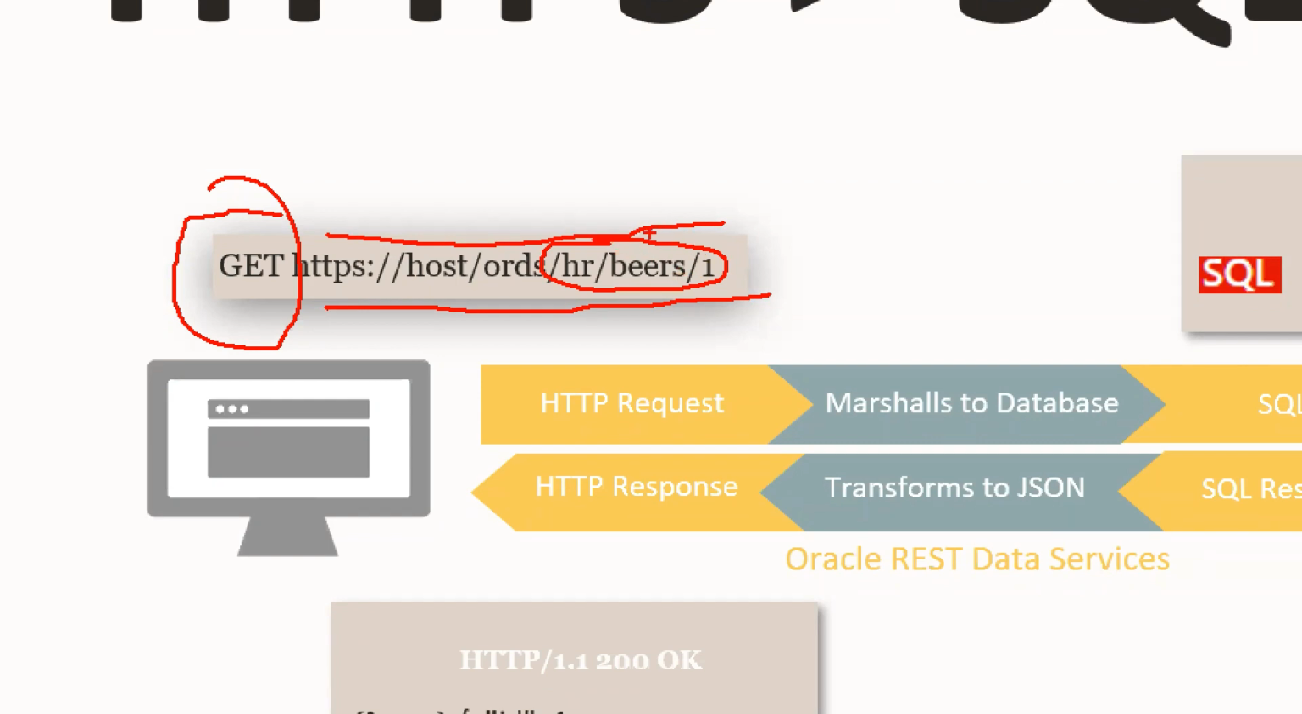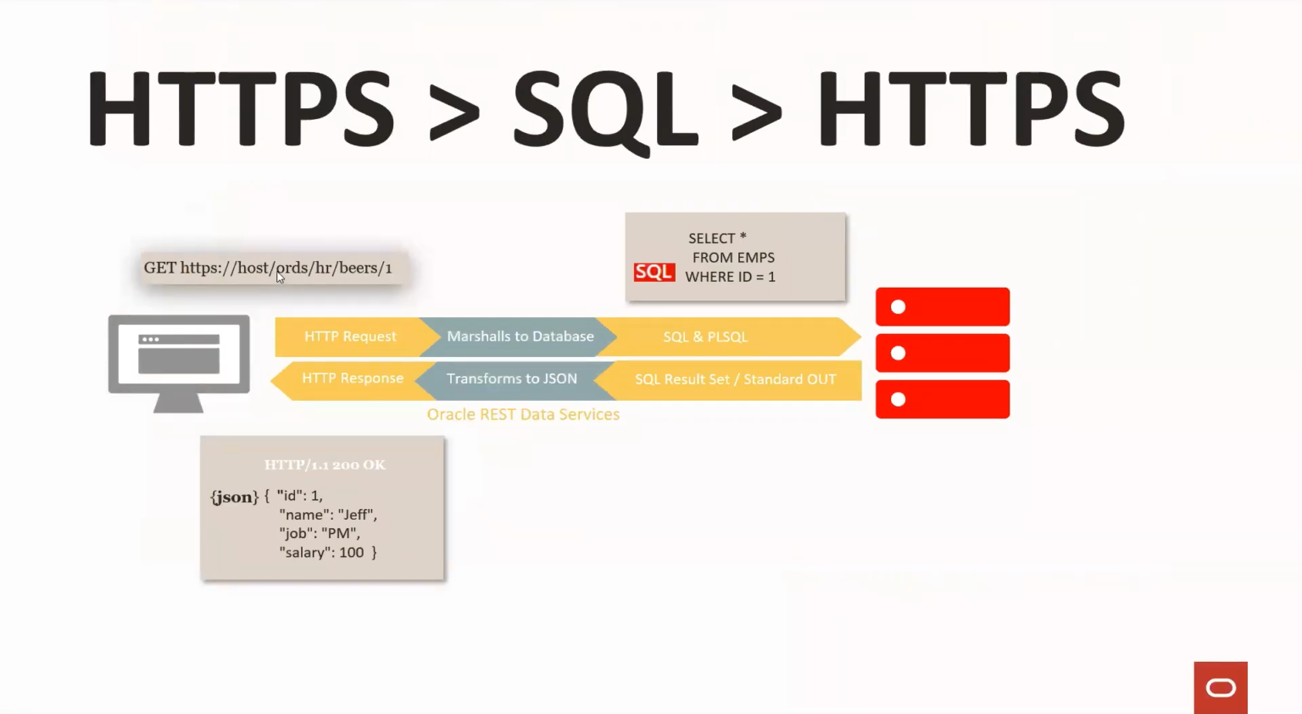And in this case, I have something that looks like a beer. We'll say that one is like an ID column or some sort of discriminating attribute on this entity. And I'm basically asking ORDS to go get this thing for me. The HTTP address basically is saying, well, where is the thing that we're trying to get?